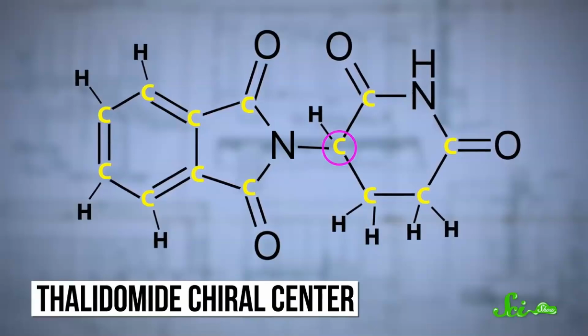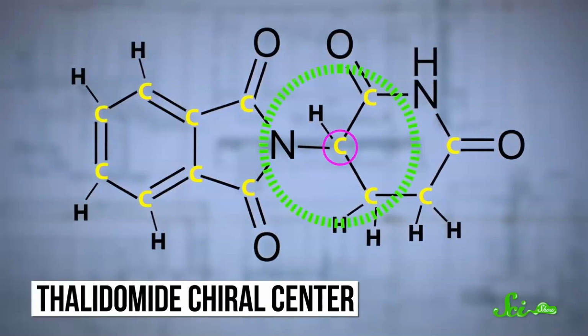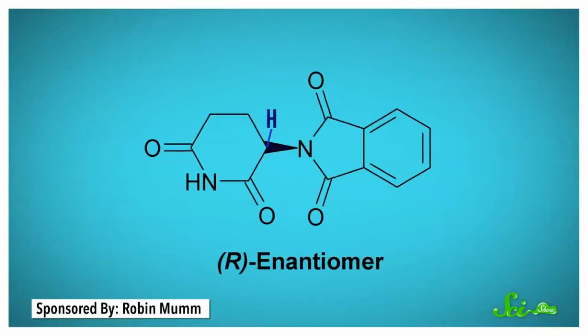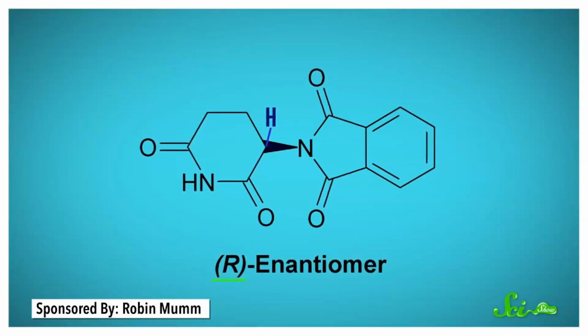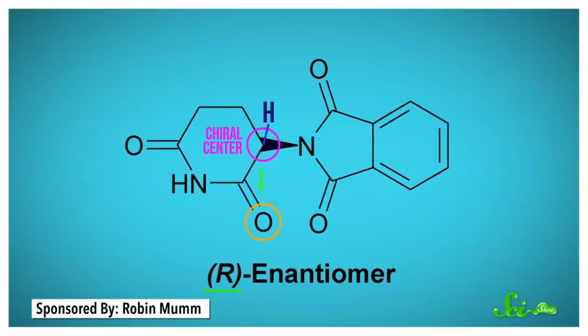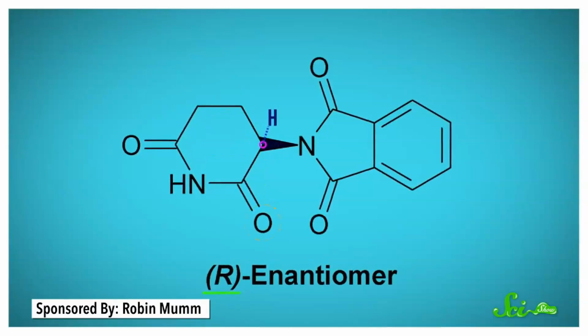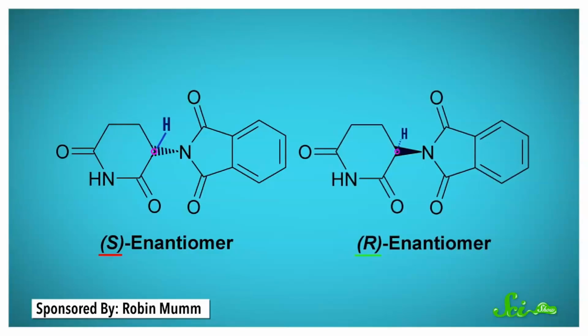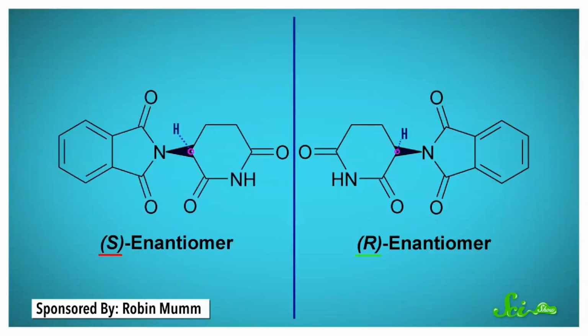In thalidomide, for example, the chiral center is a carbon atom attached to one of the rings. It's bonded to 2 other carbons, a nitrogen and a hydrogen. If you position the version of the molecule that's considered right-handed, called the R enantiomer, so the closest oxygen atom to the chiral center is below it, the hydrogen atom attached to the center will be facing away from you. But if you position the left-handed or S enantiomer the same way, the hydrogen atom will be facing toward you. In other words, the 2 enantiomers are mirror images of each other.